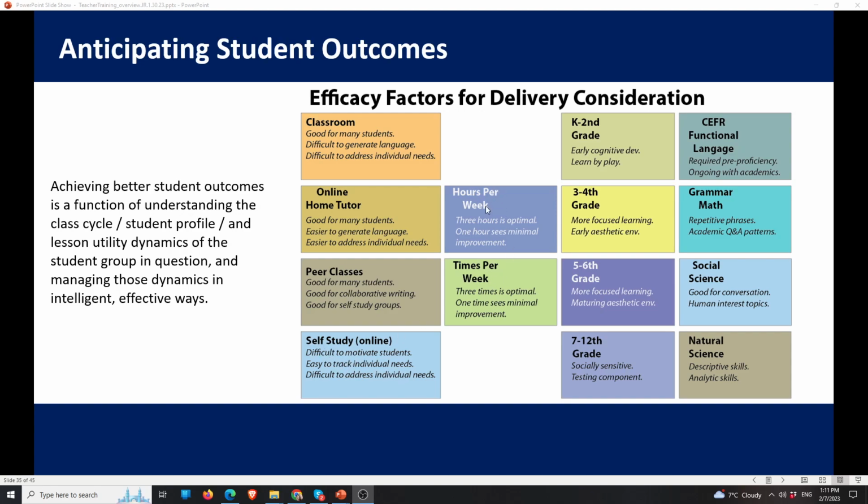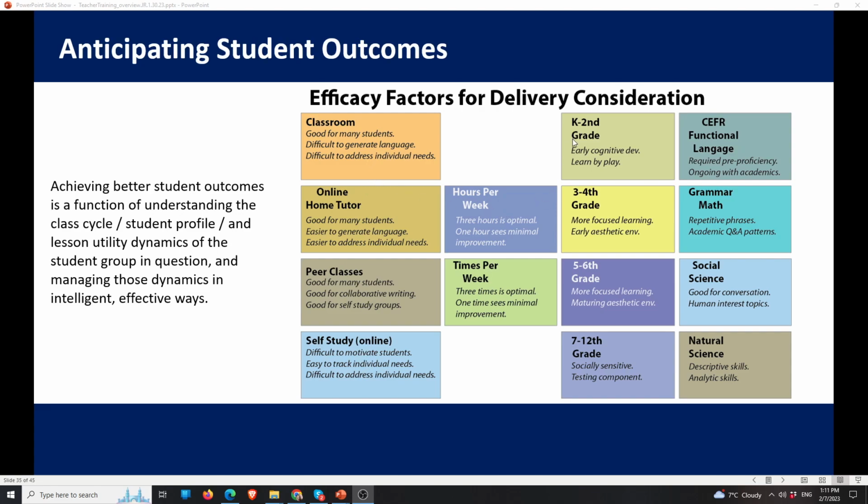This column is about hours per week and times per week, and both are important. You could have 3 hours one time a week, which is better than 1 hour one time a week, but if you have 3 times per week, it's optimal, because you have a more regular treatment of the language throughout the course of the week, and retention is much higher and progress is much faster. So you can think about these as another dynamic, as another metric to add to this one.